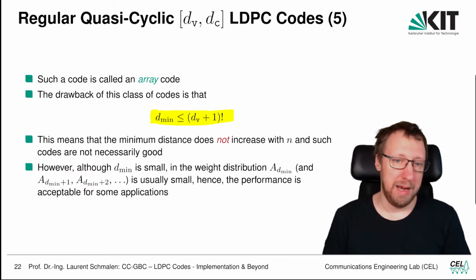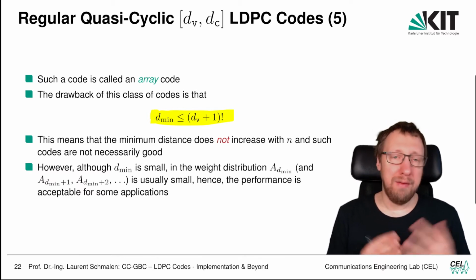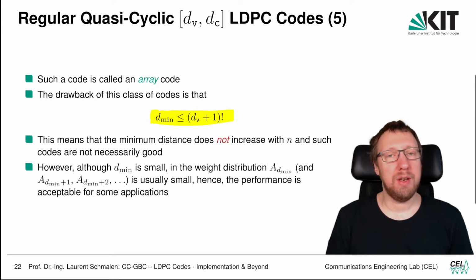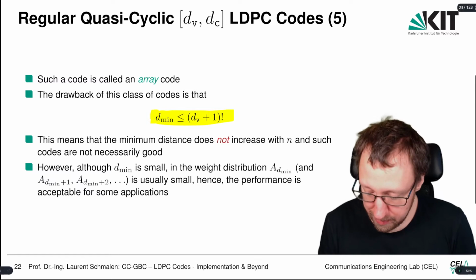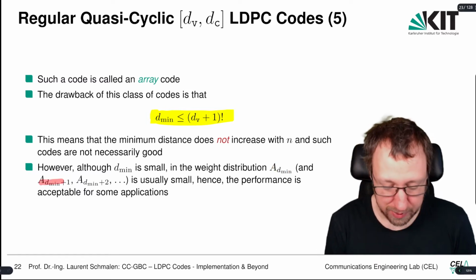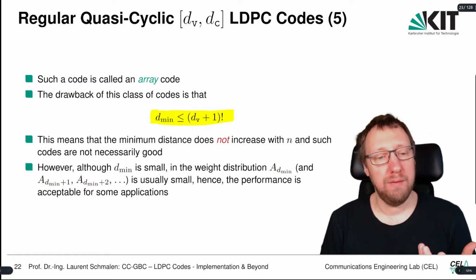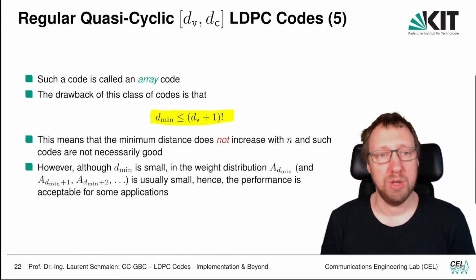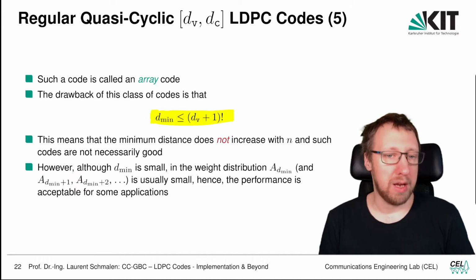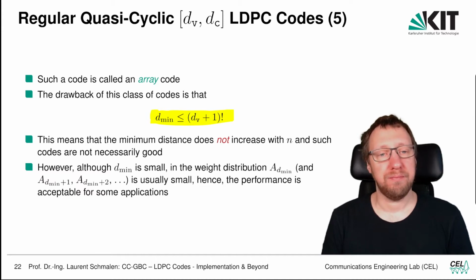And so we have rather bad minimum distance. However, usually it turns out that the weight distribution is not so bad. So this A_dmin, and A_dmin plus 1, they are usually small. So the performance can be acceptable for some applications, which is why these array codes are being used.